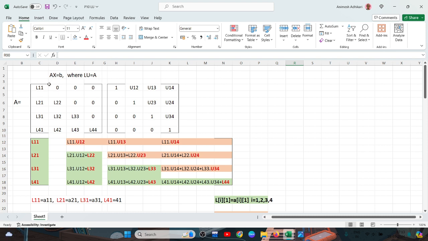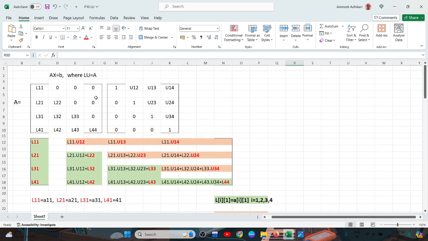Here L equals L11 0 0 0, L21 L22 0 0, L31 L32 L33 0, L41 L42 L43 L44. This is the lower triangular matrix L, and this is the upper triangular matrix U, where all principal diagonal elements are 1 and other elements below are 0, with U12, U13, U14, U23, U24, U34 above the diagonal.